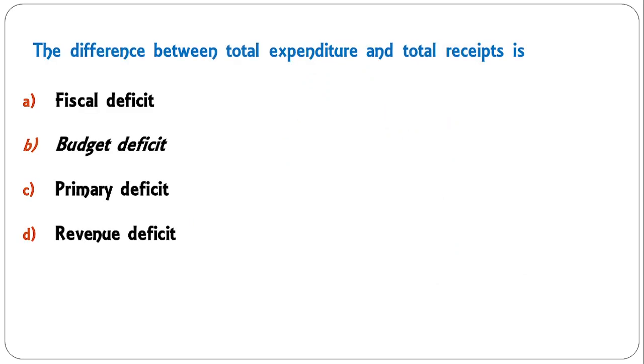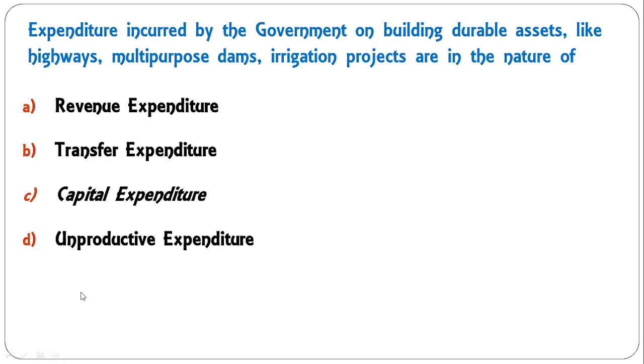Moving to the next question. The difference between total expenditure and total receipt is fiscal deficit, budgetary deficit, primary deficit, revenue deficit? Yes, the correct answer is budget deficit. Total expenditure minus total receipt will give you budget deficit. Okay, B is the correct answer.